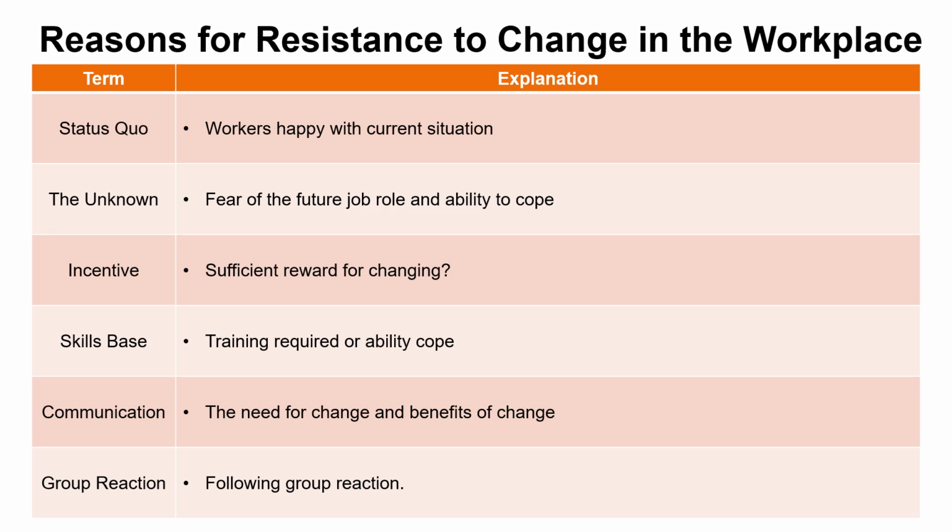Make sure you communicate the need and benefits for change. Make out it's a positive and keep on accentuating the positive. And look at the group reaction. This is managing your staff. If you have one or two negative members of staff, they may look to influence the whole group because they don't want it to happen. So if you have the group thing going on, you've got a problem. How are you going to overcome it?